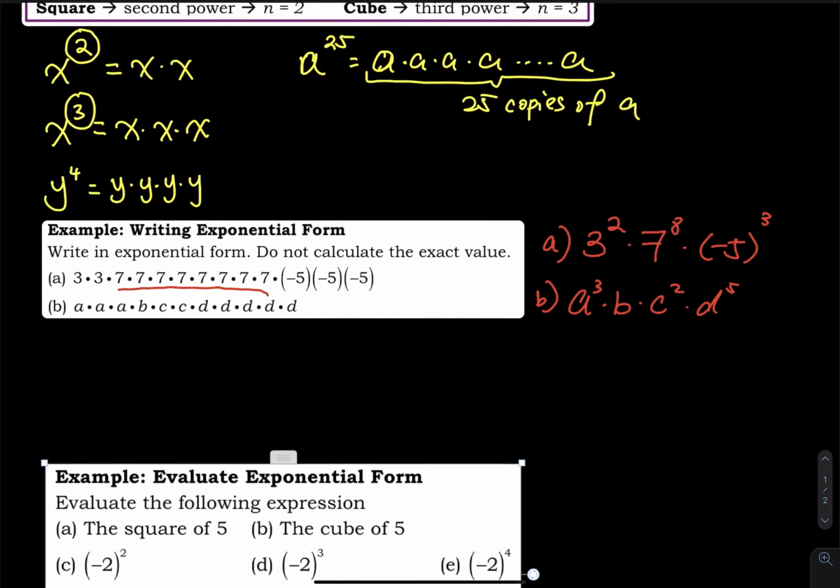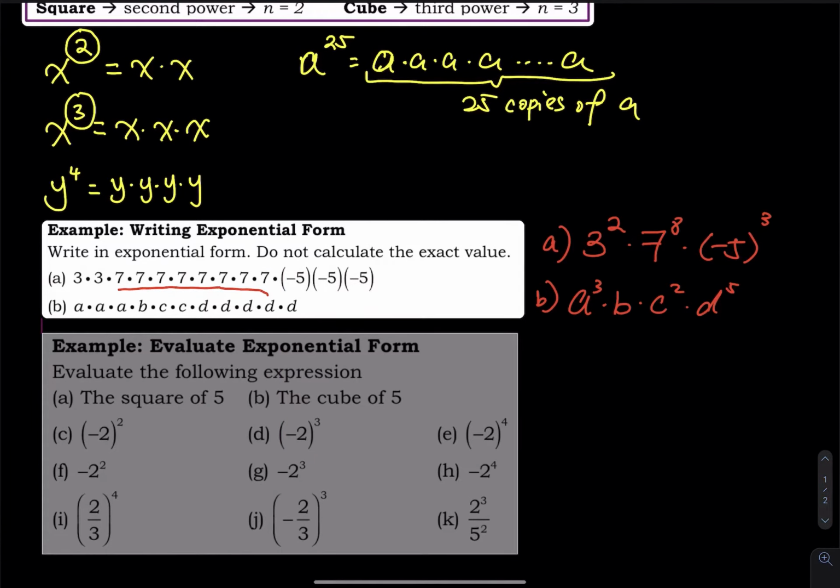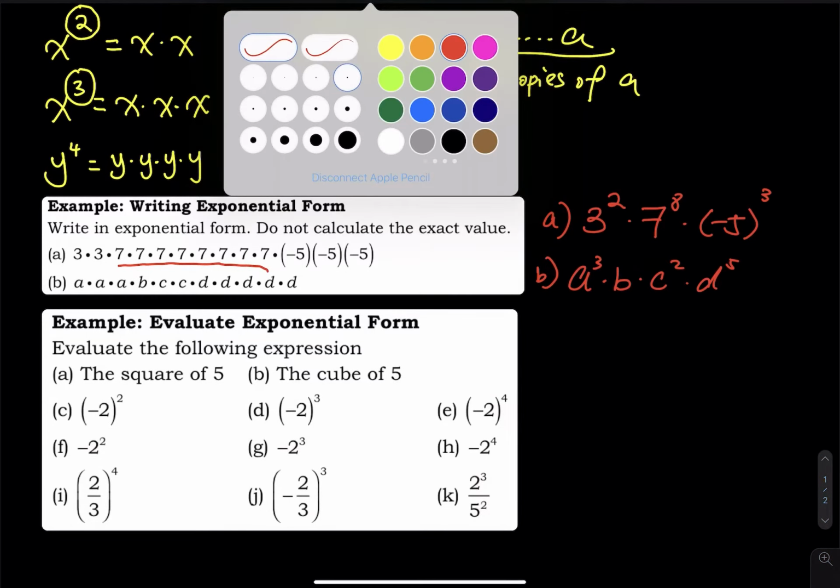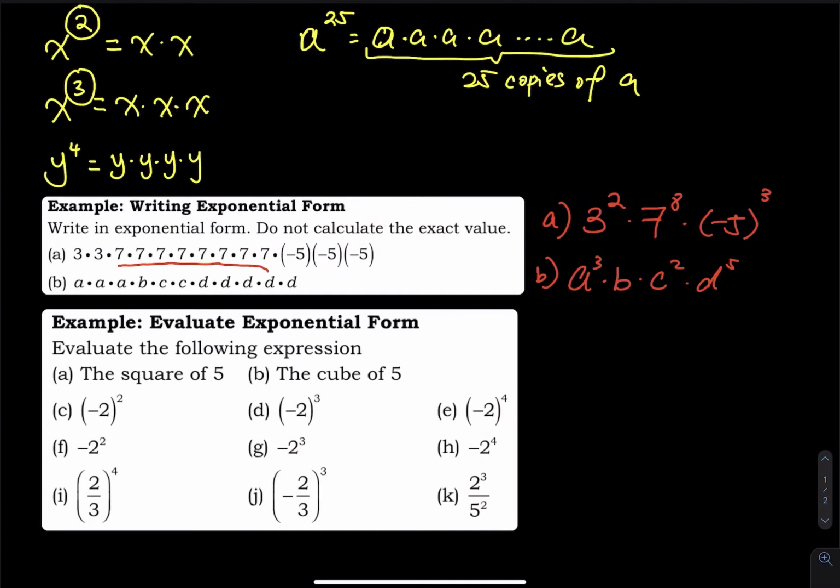All right, so let's put this on the actual number. I want you to evaluate this. The square of 5. So the square of 5, we have 5 squared, right? So 5 squared is equal to 25. And then the cube of 5, so 5 to the third power, that is 5 times 5 times 5. 5 times 5 is 25. 25 times 5 is 125. This 5 squared is the same thing as 5 times 5.